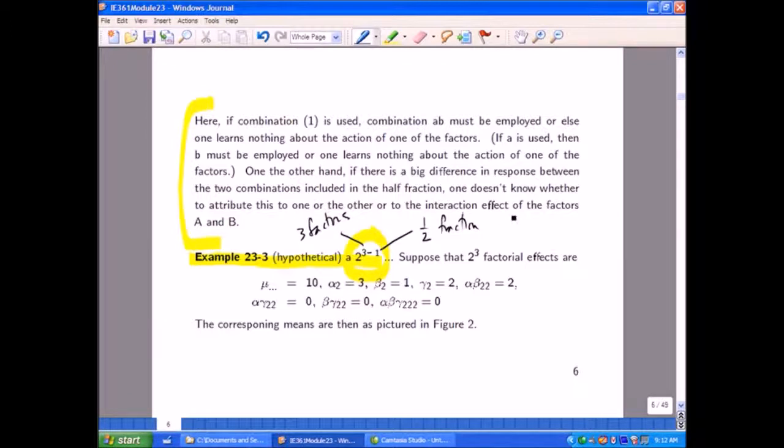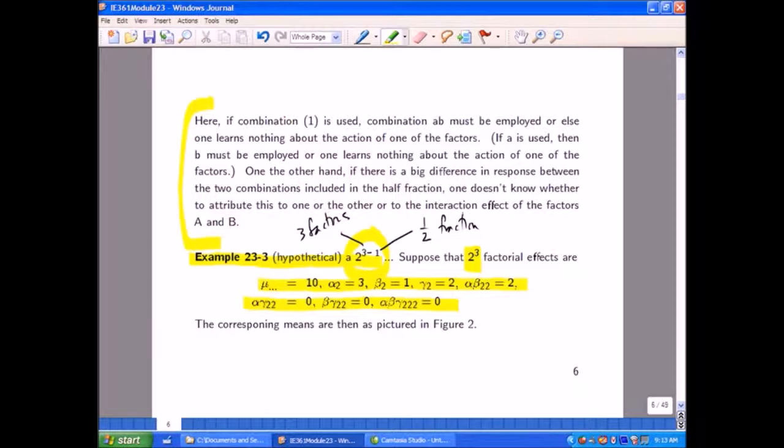in fact there's not going to be 8 combinations that we're going to be looking at, but rather only 4. For the sake of argument, let's suppose that for the full factorial, I have this set of alphas, betas, gammas, alpha betas, alpha gammas, beta gammas, and alpha beta gammas.